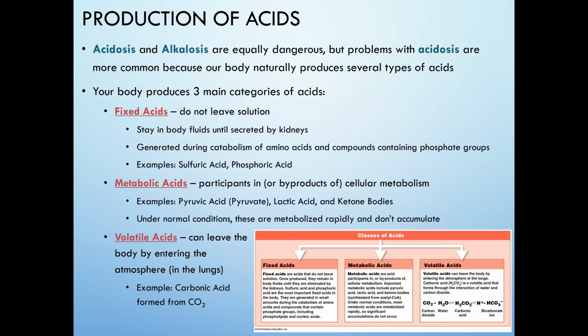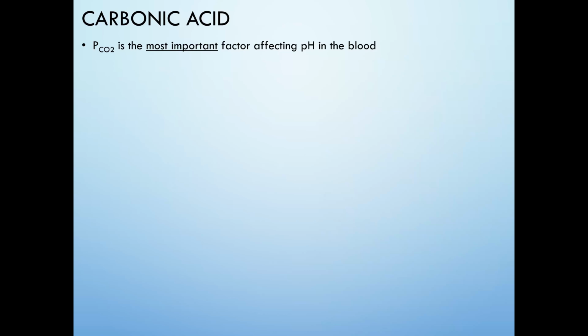So actually, the amount of carbon dioxide in our body is the most important factor that affects the pH of our blood and the rest of the ECF. So remember that carbon dioxide can be ultimately converted to hydrogen ions, and then also remember, as you add hydrogen ions, you decrease the pH.